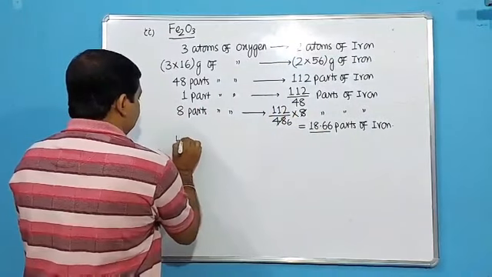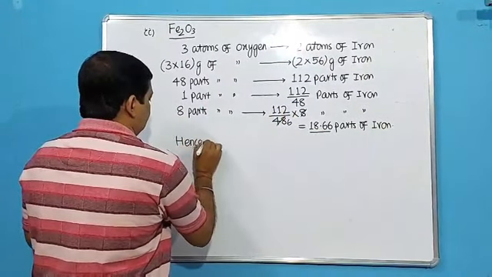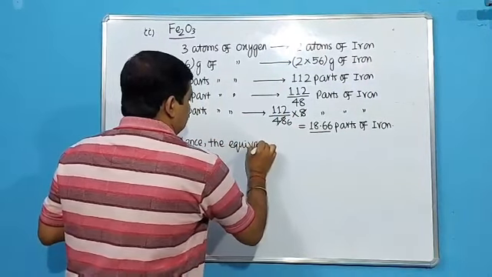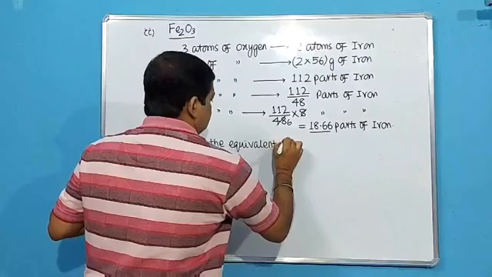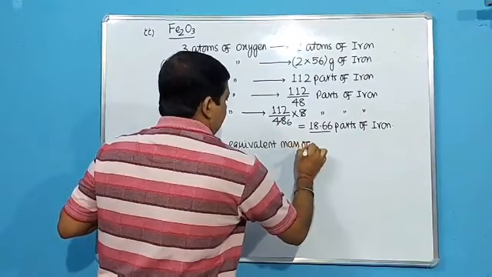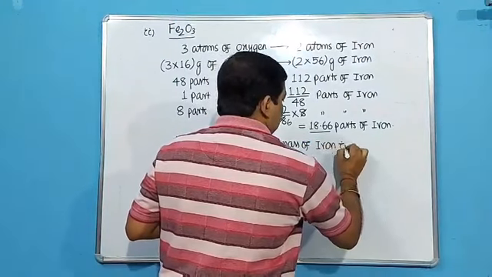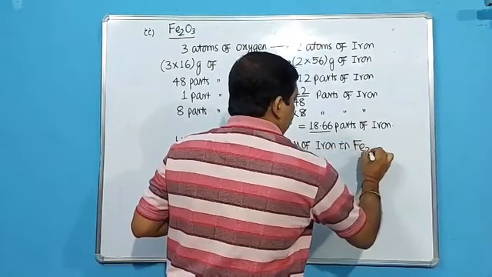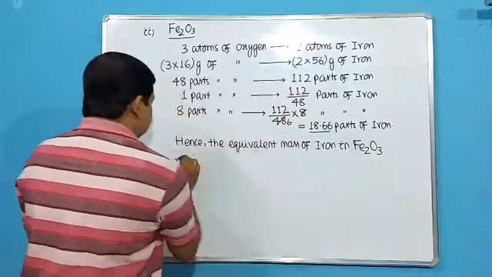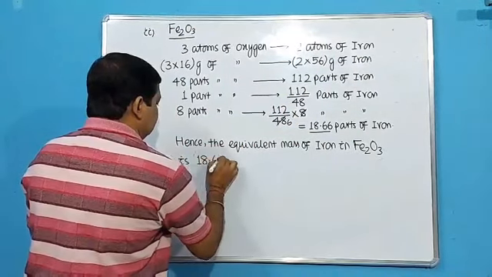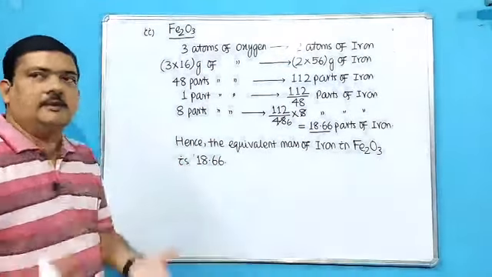18.66. Hence, the equivalent mass of Fe, iron, in ferric oxide Fe2O3 is 18.66. So simply, equivalent mass will be a number.